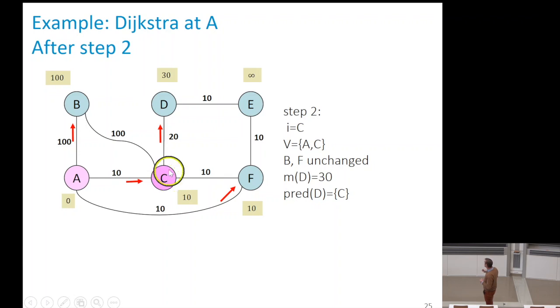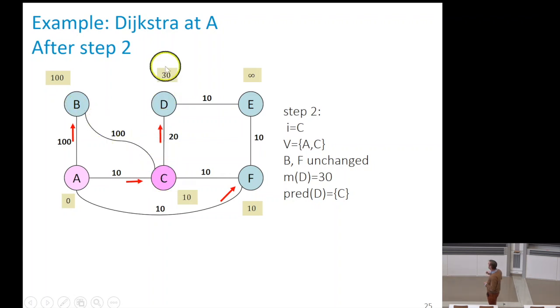By adding C, I also update the distances by looking at all the neighbors of C. C has neighbor A, which is already taken into account. We can ignore it. So we look at all the neighbors that are not yet on the tree. So we have B, D, and F. If I add B, the distance I have is 10, the distance to C, plus 100, that's 110. This is less good than the distance we had before. So I ignore it. I consider that going from C to B is not a useful thing to do. So I don't change anything at B.